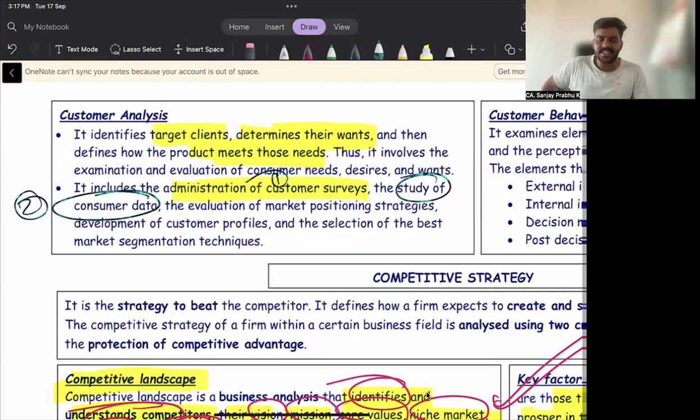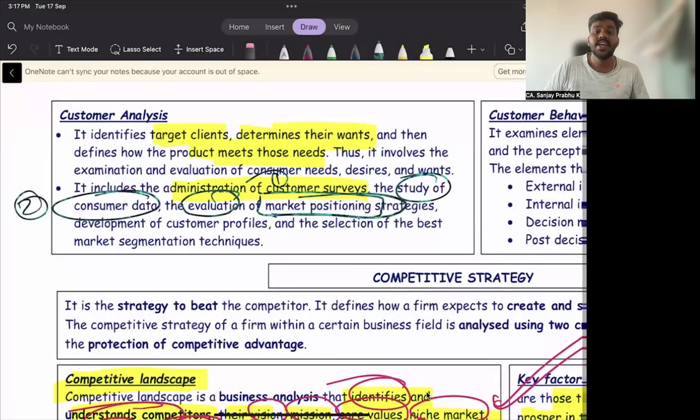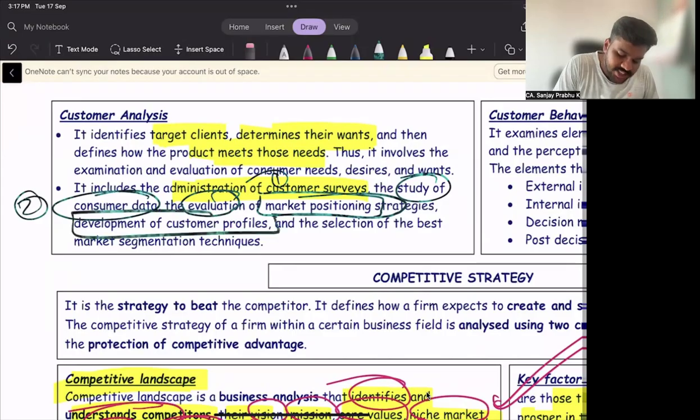Now, studying this consumer data, I have to evaluate market positioning strategy. How am I going to position my product in the market? I have to evaluate. There will be different ways by which I can position my product in the market. Evaluation of market positioning strategies. Then development of customer profiles.